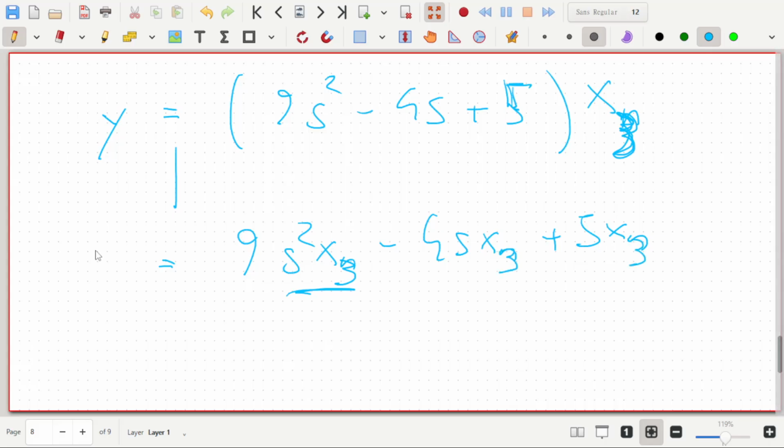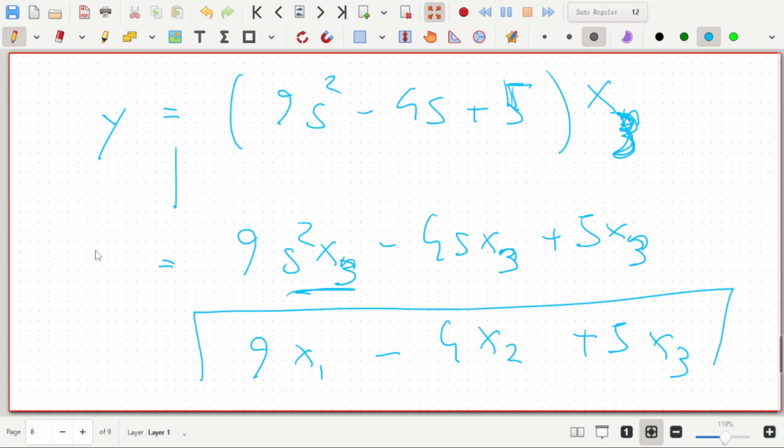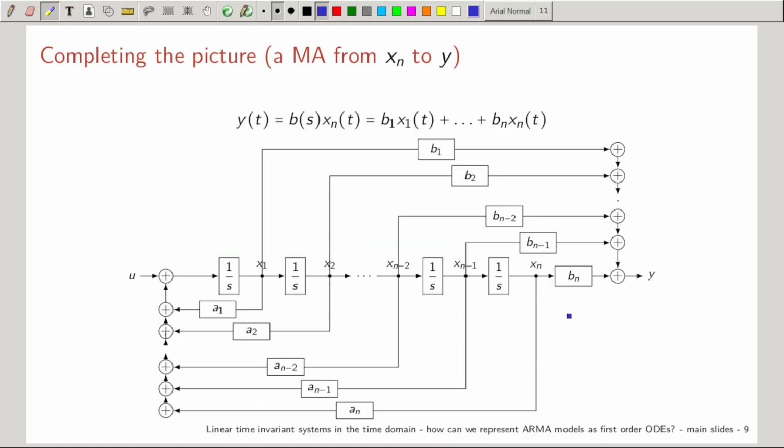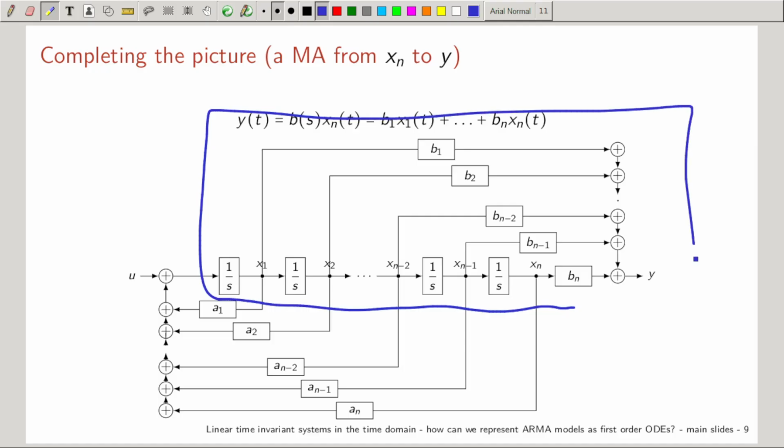This one is going to be what? 9x1, 4x2, 5x3. Together, you see how I use the s to integrate or rather derive the xn. But then at this point, what is this part here? It's this part here. Do you see it? I've got 9 x3, minus 4 x2 plus 5 x1. Together.